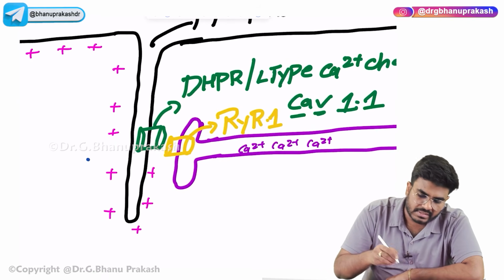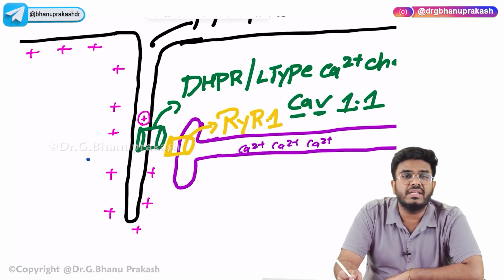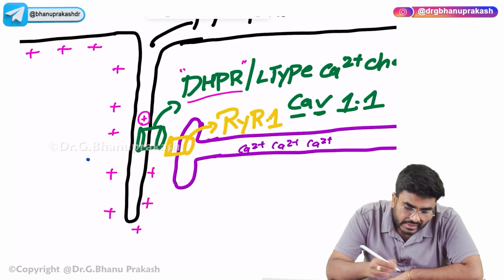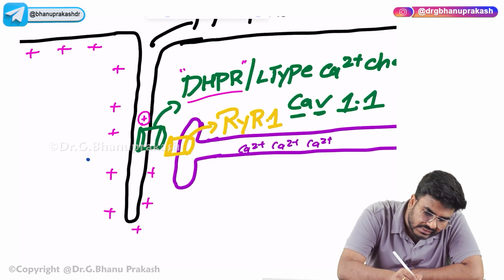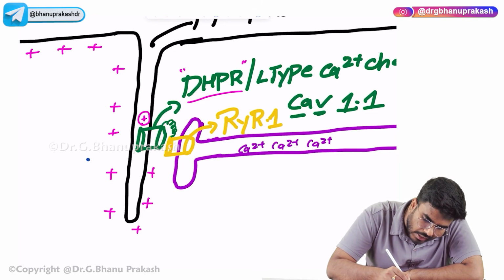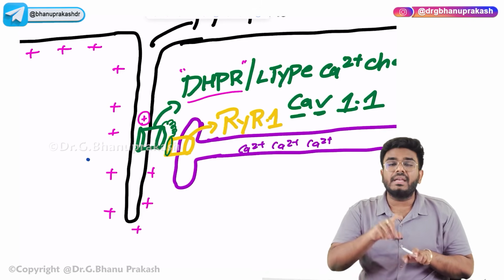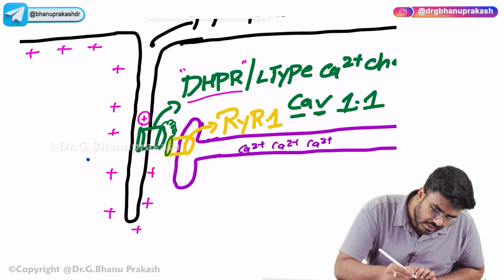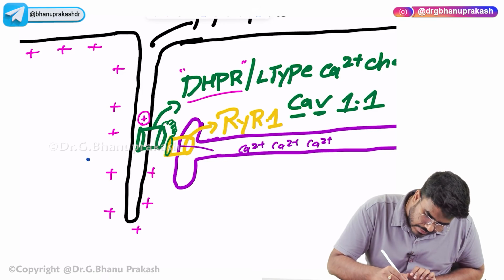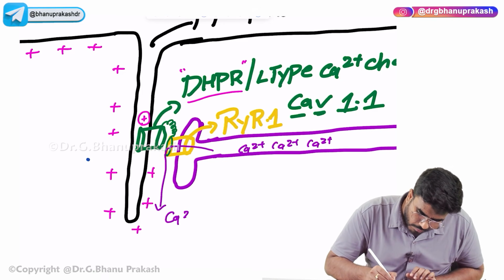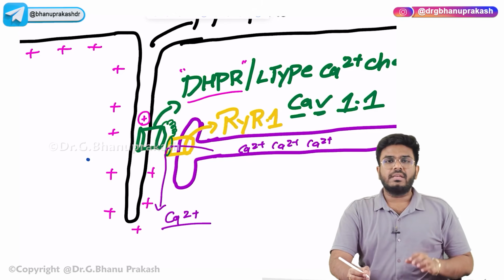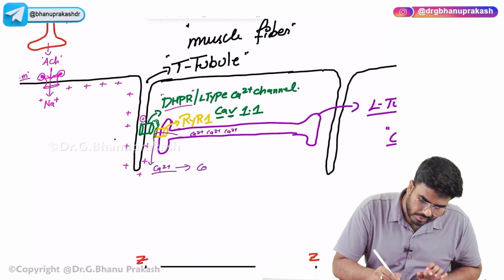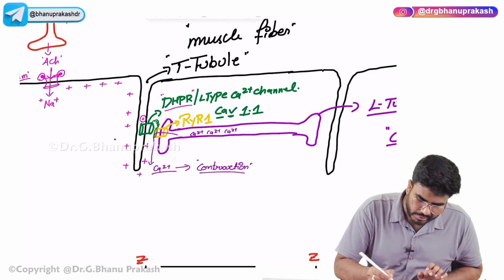Now, because of this, which channel will be activated? Because of this, the DHPR channel will be activated. Now this activated DHPR channel comes and opens the RYR channel mechanically. So because of which the calcium from the sarcoendoplasmic reticulum is going to come out, and this calcium will help in contraction.